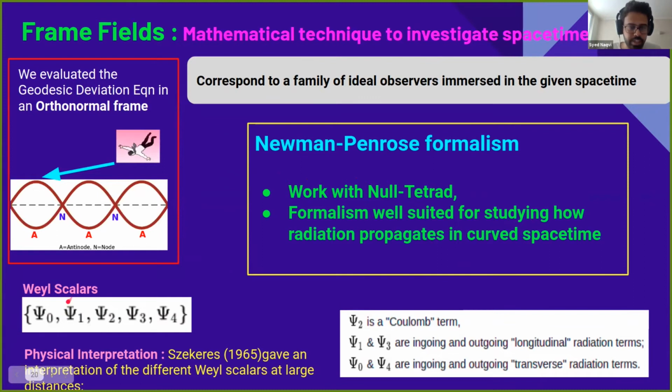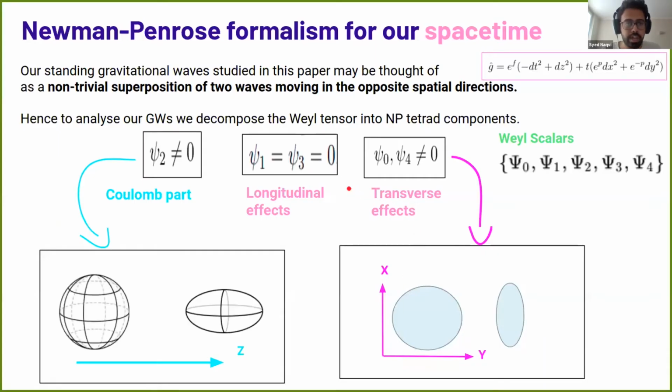So you have the Weyl scalars, whose physical interpretation is that the psi 2 term represents the Coulomb term, psi 1 and psi 3 represent the ingoing and outgoing longitudinal radiation terms, and psi 0 and psi 4 represent the transverse radiation terms. And now we try to see what these terms mean for our spacetime.